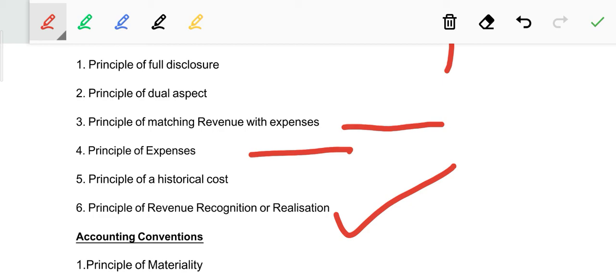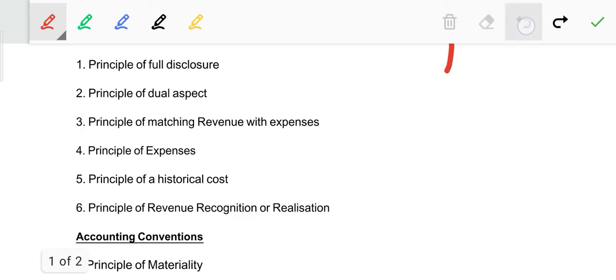In the same way, if I sold some goods for rupees 50,000, but I received only 35,000, the remaining 15,000 will also be shown for that period because it pertains to that period. Clear?